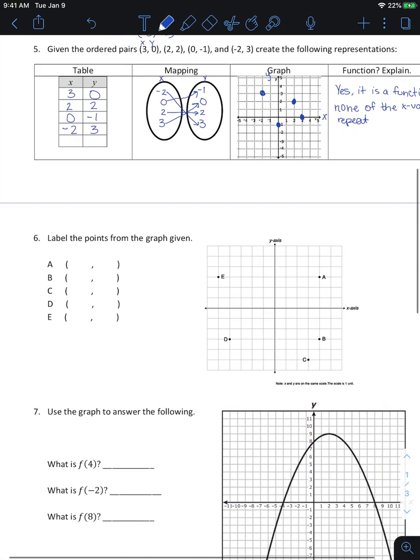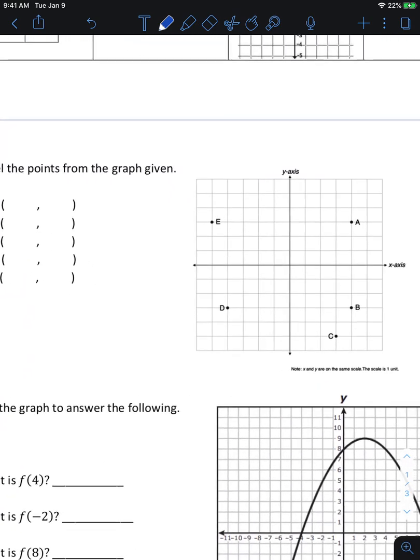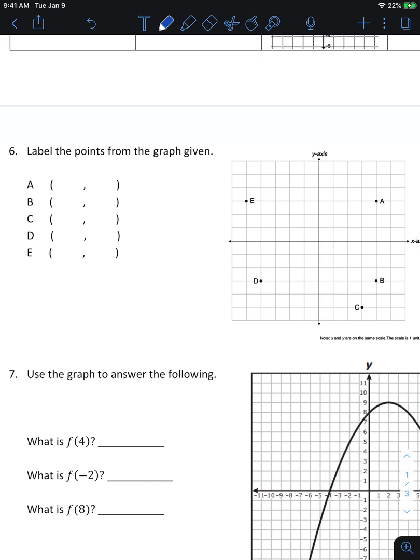Next, number 6. Ooh, it's going to make you think some. It says label the points from the graph. So you may want to number the lines. You may not need to. Okay, but point A. So point A is right here. So we go over 1, 2, 3, 4.